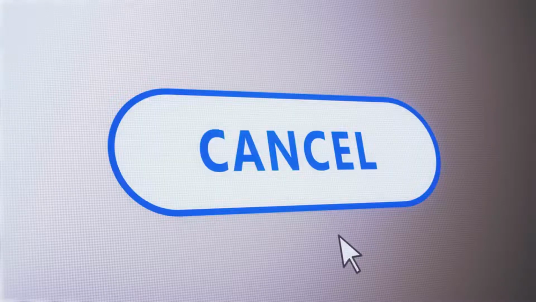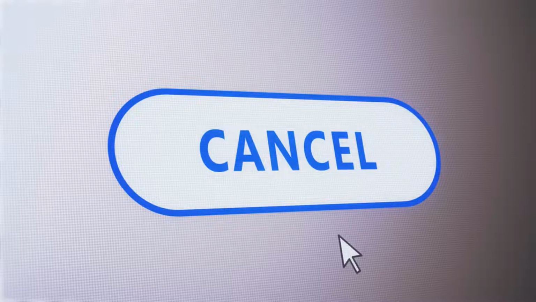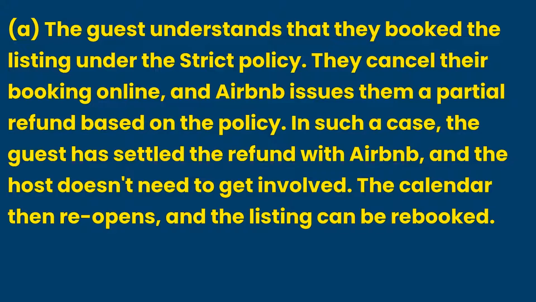When a guest cancels a booking, several scenarios might occur. This can get more complicated if it involves longer bookings, such as more than a week or a month. Here are a couple of scenarios. A. The guest understands that they booked the listing under the strict policy. They cancel their booking online, and Airbnb issues them a partial refund based on the policy. In such a case, the guest has settled the refund with Airbnb, and the host doesn't need to get involved. The calendar then reopens, and the listing can be rebooked.